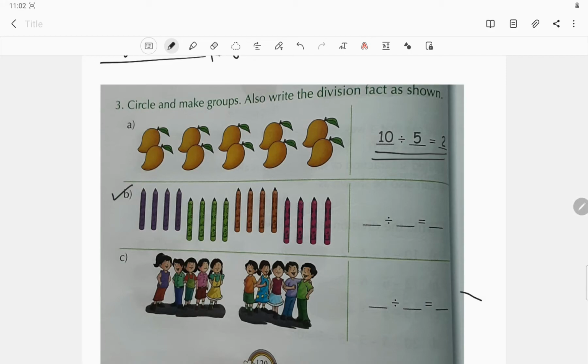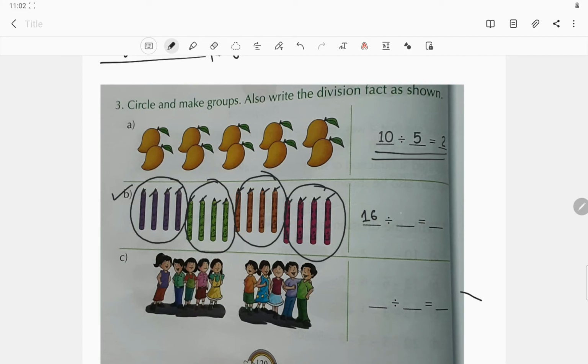Now at first count the total color pencils. 1 2 3 4 5 6 7 8 9 10 11 12 13 14 15 16. So total pencils 16. So write down 16 here. Now you want to make a group, right? So if you make a group, each group will contain 4 color pencils.